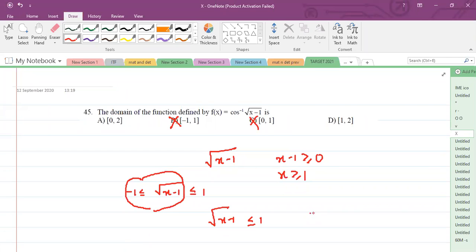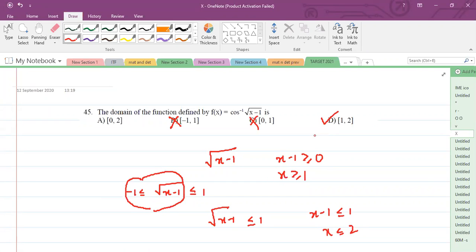If you square this, x minus 1 should be less than or equal to 1. So x should be less than or equal to 2. Therefore, greater than or equal to 1 and less than or equal to 2. Okay, so this is one method.